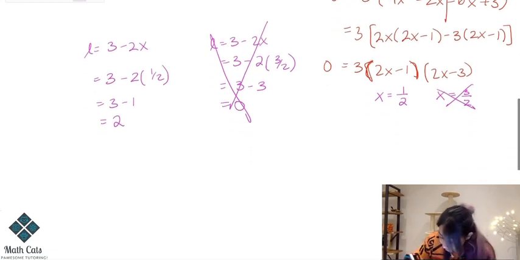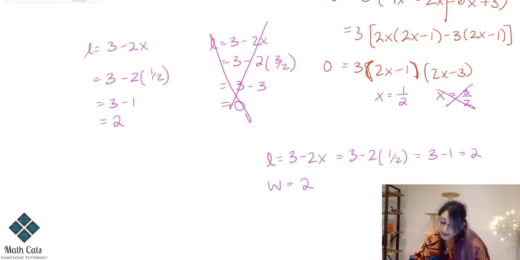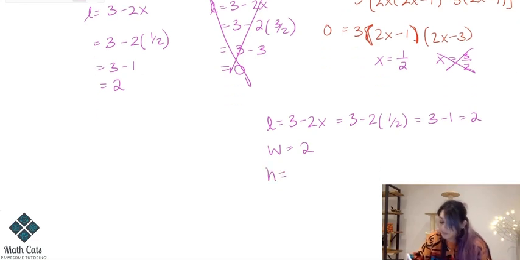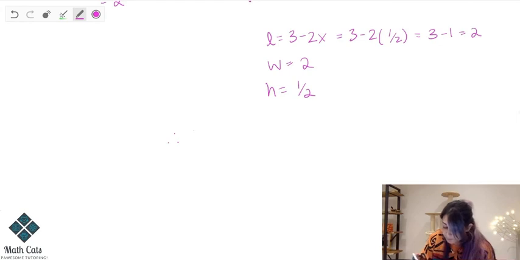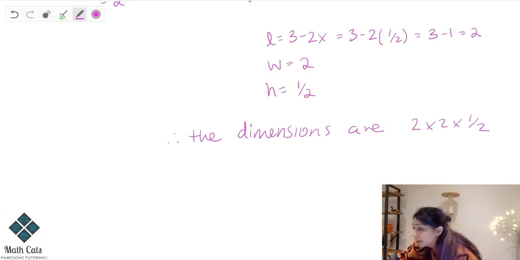So length is 3 minus 2x, which is 3 minus 2 times half, which is 3 minus 1, which is 2. Width is also the same thing. And then the height is whatever the answer for x was, so half. So therefore, the dimensions are 2 by 2 by half. Does that make sense? Cool. Okie dokie. Now the last question.